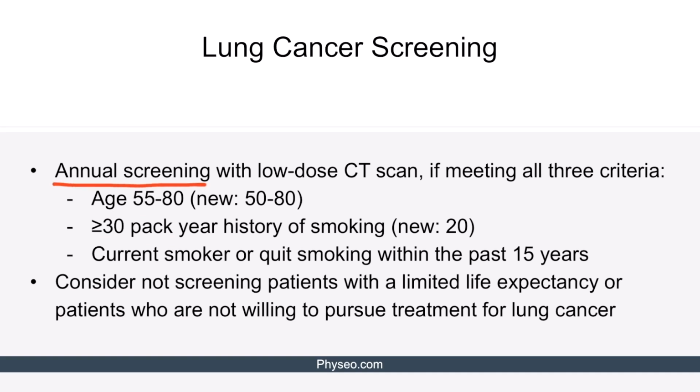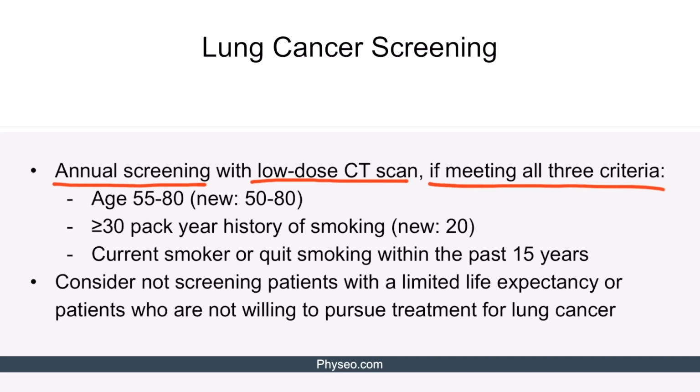Annual screening for lung cancer with a low-dose CT scan is indicated in patients who meet a certain set of criteria. Now, it's important to note that the United States Preventive Services Task Force, or the easy acronym being USPSTF, just kidding, that's not easy. But anyways, that organization recently introduced slight changes to those guidelines. So for that reason, this slide includes both the old guidelines and the new slight modifications to those guidelines.